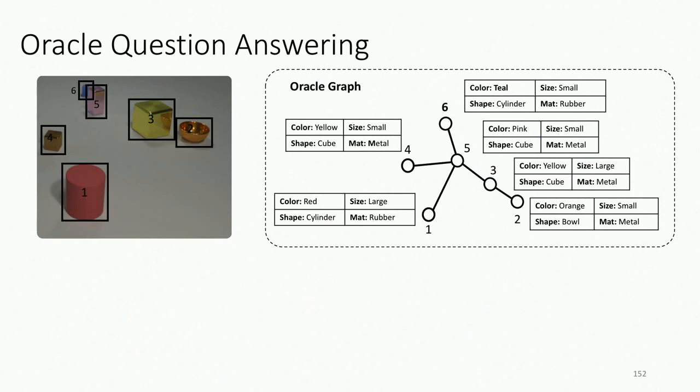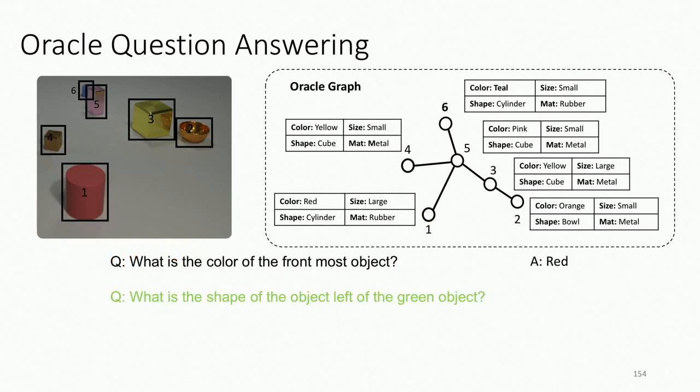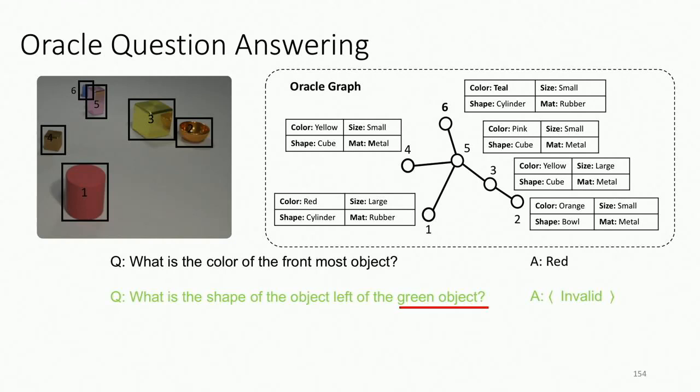On the Oracle side, to answer the question, there are different types of answers. First, if the question is answerable, which means the Oracle can understand this question, it will answer red. But in some cases, the generated question is not answerable. For example, what is the shape of the object at the left of the green object? Actually, there is no green object, so it's an invalid question. Then the Oracle will tell the agent that this question is invalid because it is not meaningful.